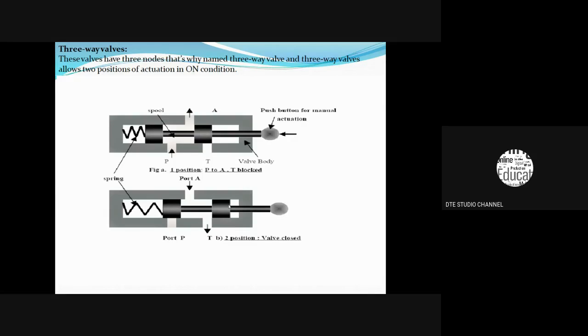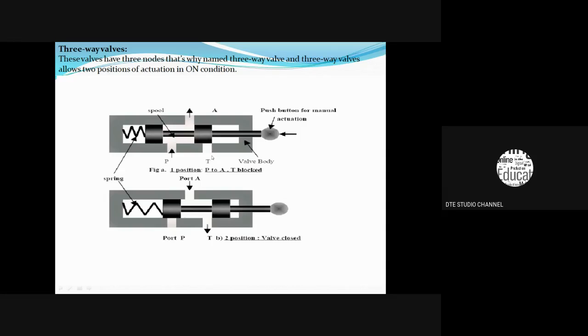The second type of sliding spool valve is the three-way valve, or it can be called a 3x2 DC valve, since this DC valve has 3 ports and 2 positions. 2 positions are required to flow the fluid from the pressure port to the tank or to the working port. The valve body has 3 openings: P, A, and T. P is connected to the pump, A is connected to the actuator, and T is connected to the reservoir.